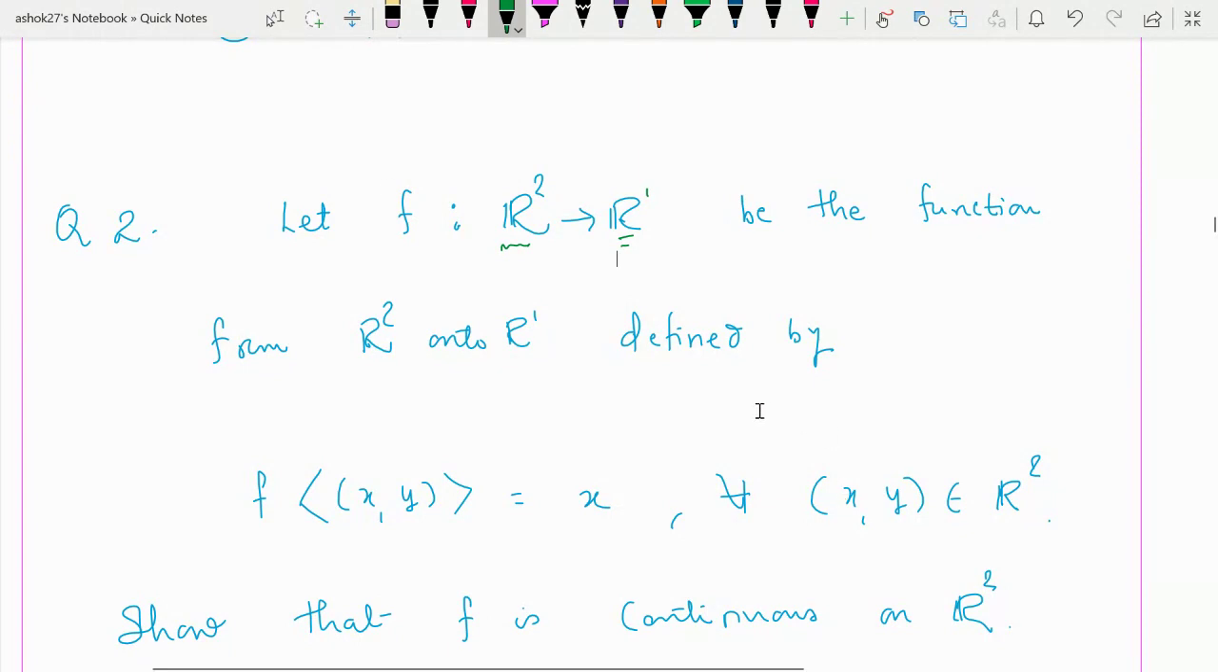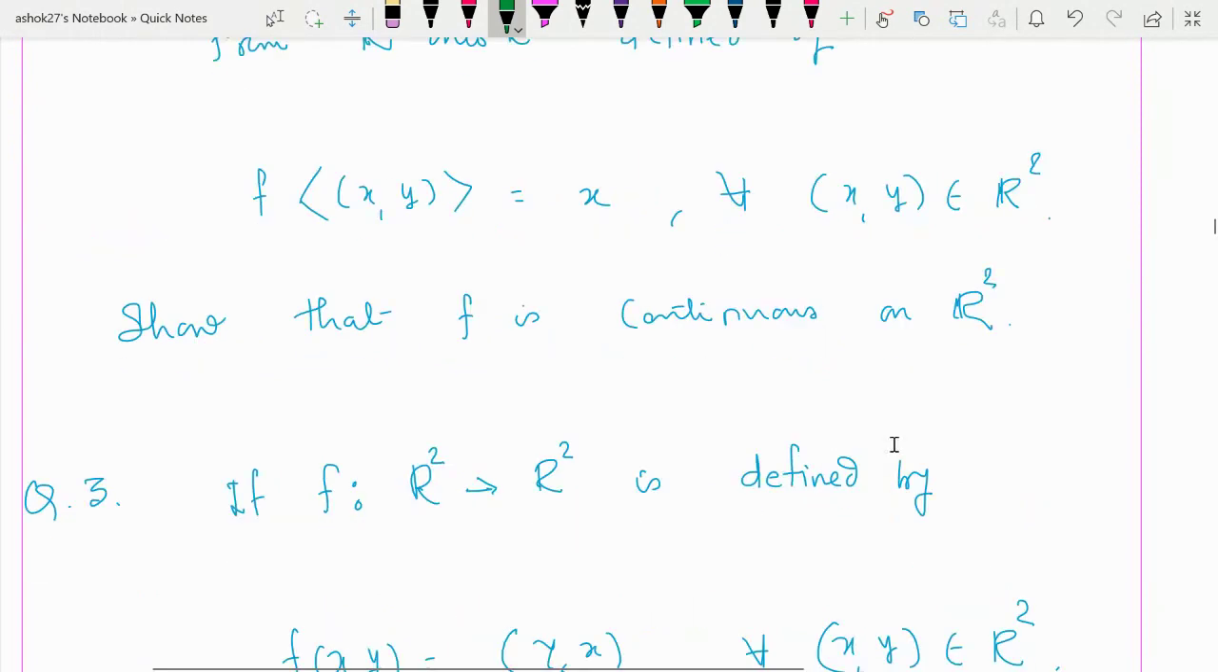So you just have to use the sequential definition of continuity. So here I can write a hint: use the sequential definition of continuity.